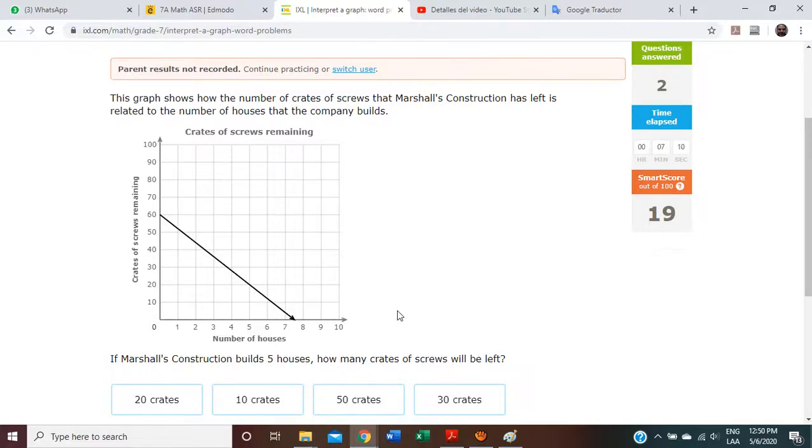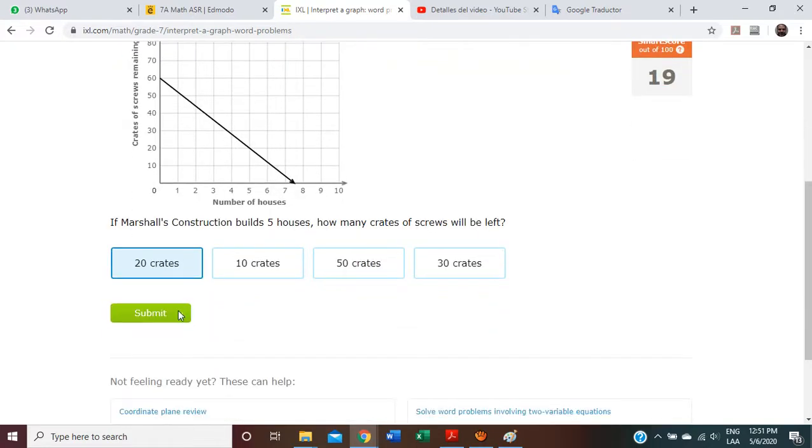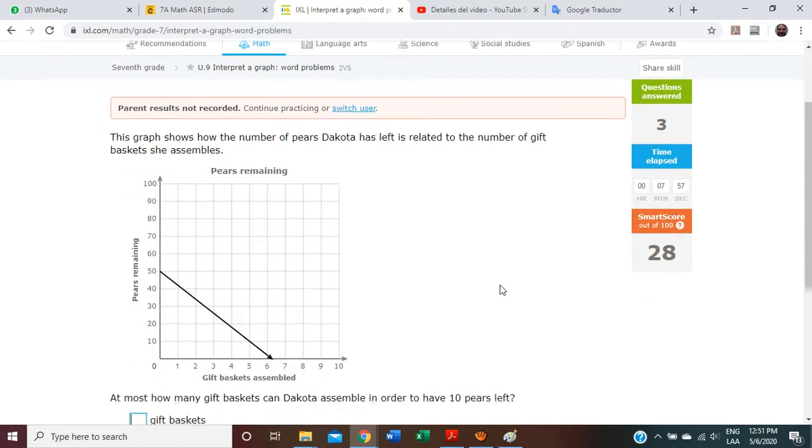This graph shows how the number of crates of screws that Marshall's Construction has left is related to the number of houses that the company builds. So these are the houses that the company builds, and these are the crates of screws that are left. The question is, if Marshall's Construction builds 5 houses, how many crates of screws will be left? We follow the line here, we get to this spot, and we go left, and we find that it's 20 crates. Submit it. And let's do one more, just the last one for this video.